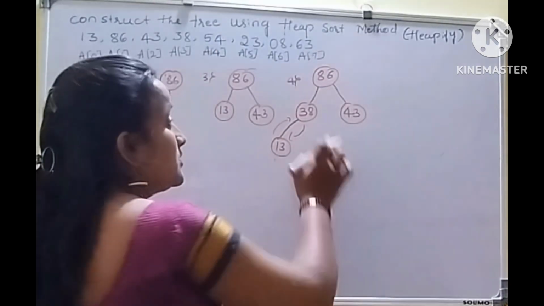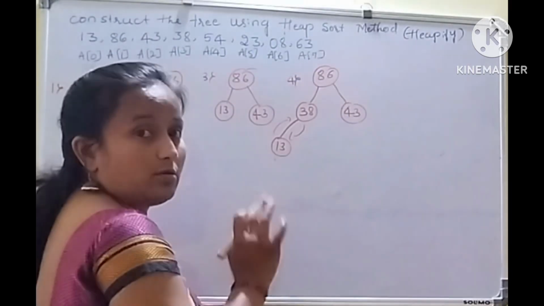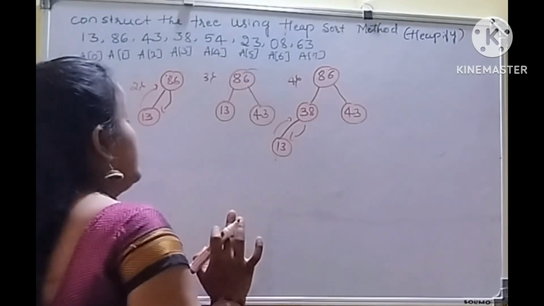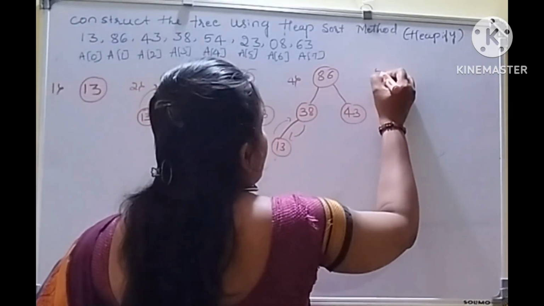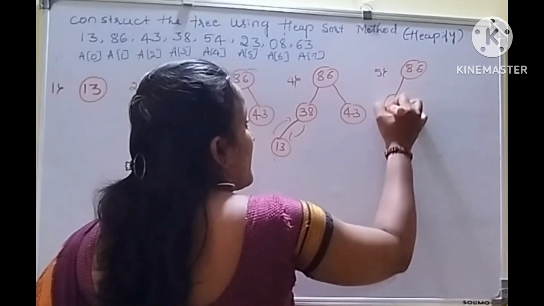Now check these also. These two are smaller than this parent node, so the rule is satisfied. Leave it as it is. Next is what? 54. In the fifth step, 86, write as it is.